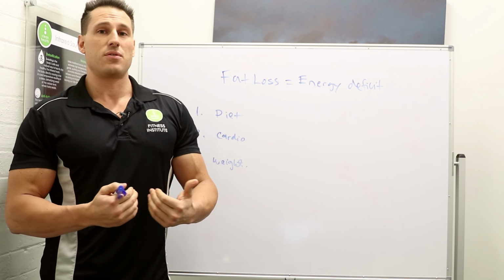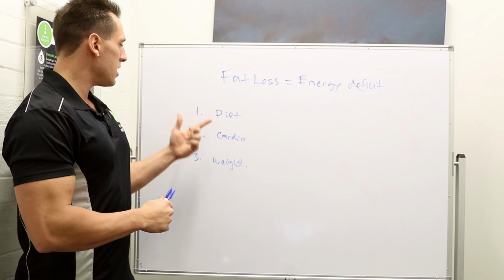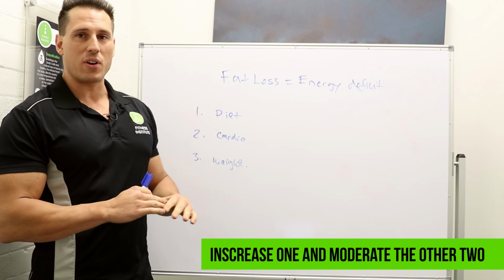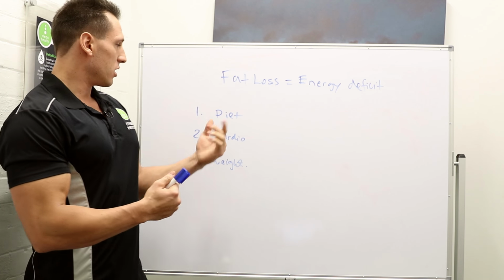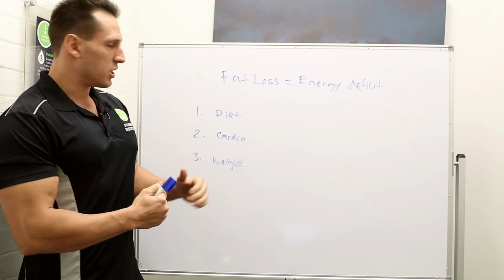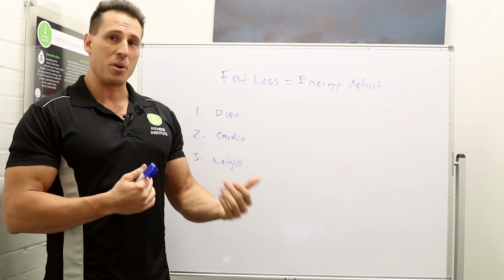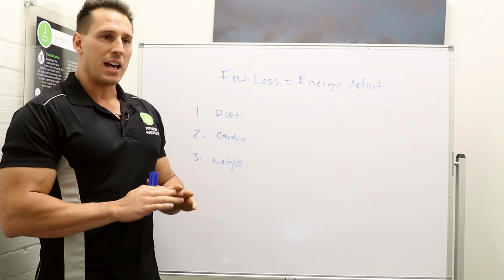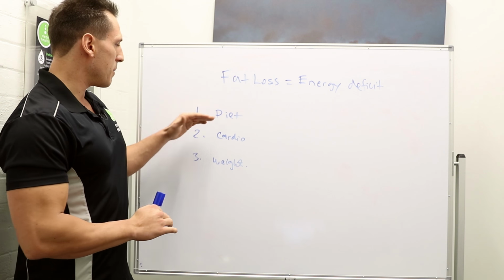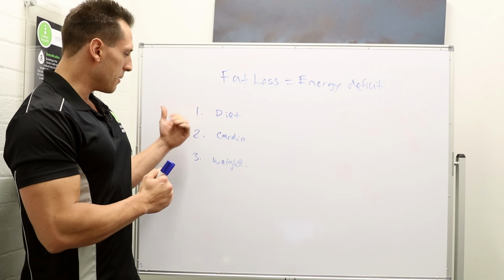Typically for a successful fat loss or weight loss, something that you want to maintain, you need to ramp up one of these and you moderate the other two. If you try to do all three things, reduce your calories, increase your cardio, and do a lot of weights at the same time, you're going to burn out very quickly. You're going to hit a wall and your results will stop. So you need to be smart about how you do it. Typically, like I said, increase one and moderate the other two.